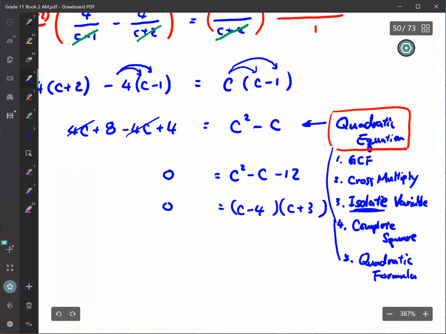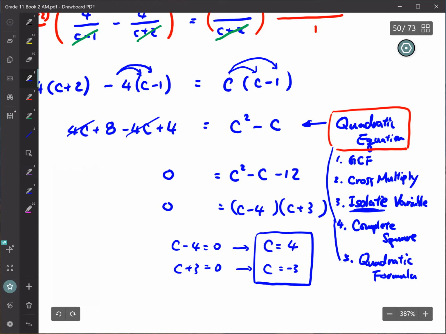And what should we do next, Colin? You just find out what C is, right? C equals 4 and negative 3. Yeah, okay, so you solve each bracket. You make each bracket equal to 0. Right, this is a review, okay? And then from each one, you find out what C could be. C could be 4, C could be negative 3, okay? So those two are our answers.